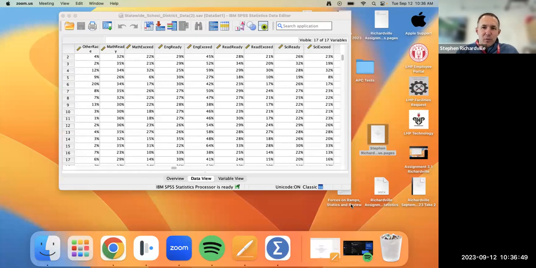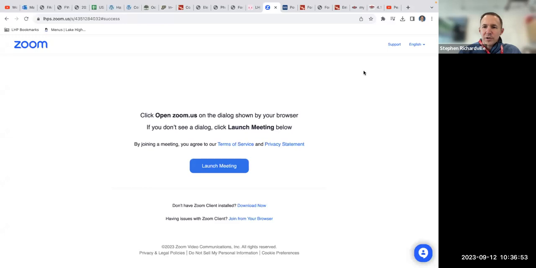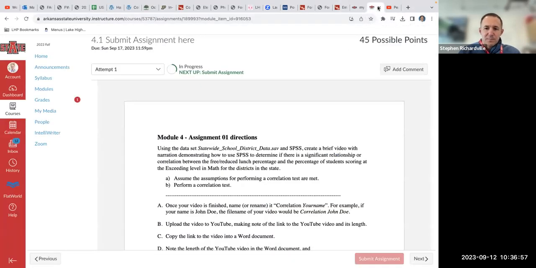This is assignment 4.1 for Advanced Statistics, Fall 2023, where we will be performing a correlation test from the statewide school district data. In particular, we'll be performing a correlation test between the students on free and reduced lunch and those scoring at the exceeding level in math for our school district data that we've been using all semester.